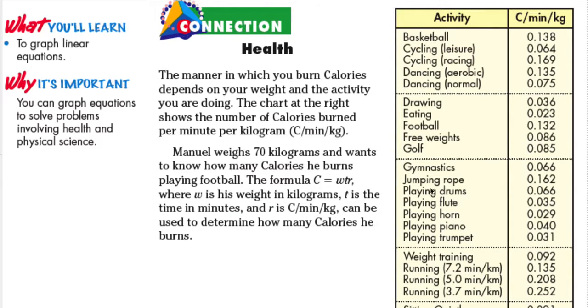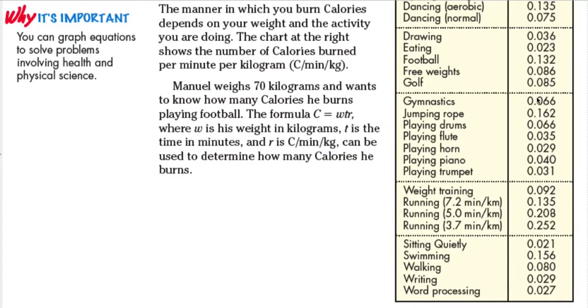Let's take a look at the chart at the right. In basketball, for example, he burns 0.138 calories per minute per kilogram. Leisure cycling is 0.064 calories per minute per kilogram. Racing, higher than that, obviously, is 0.169 calories per minute per kilogram, and so forth, all the way down the line. Sitting quietly is 0.021 calories per minute per kilogram, and just typing on your computer is 0.027 calories per minute per kilogram.